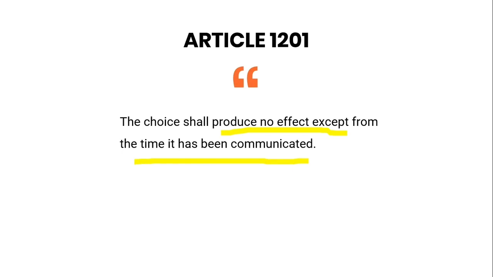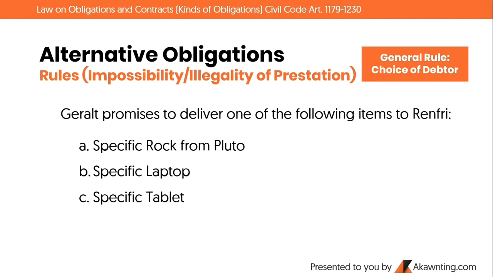From the time na na-communicate na yun, it ceases to be an alternative. Pero hindi pa siya extinguished. Hindi pa extinguished yung obligation natin. Nag-iba lang siya ng uri. Okay? From alternative, naging simple obligation na lang siya. Okay? So, ayan, siguro dito na natin ma-illustrate yung kanina, yung second paragraph ng Article 1200.